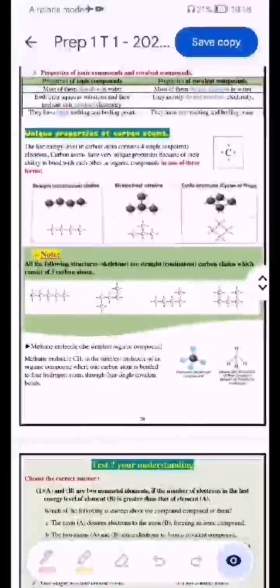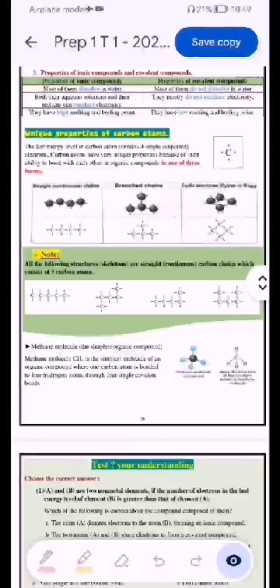And the last part of this lesson, unique properties of carbon atom. Carbon atom, its atomic number equals 6. Okay, so its outermost level contains 4 single, unpaired electrons. So the carbon has very unique properties because of its ability to bond with itself in organic compounds in one of 3 forms.